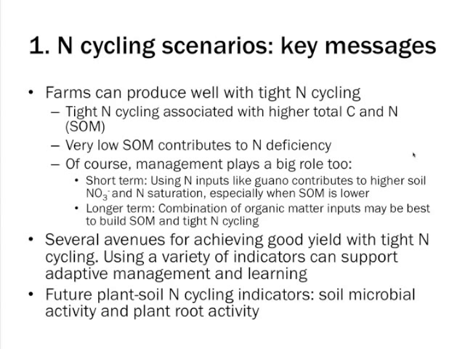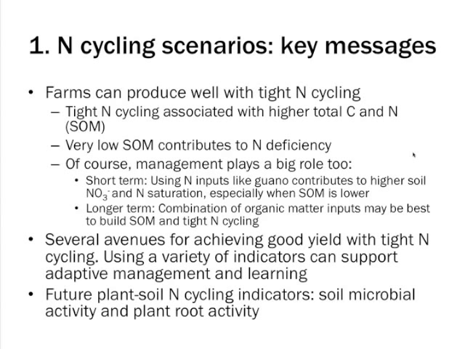And so the first key message that we have here is that working organic farms can indeed produce well with tight nitrogen cycling, and that this tight nitrogen cycling is associated both with soil carbon and nitrogen, as well as management. We saw that tight nitrogen cycling is associated with higher carbon and nitrogen, but nitrogen deficiency is associated with very low soil organic matter. But of course, management is playing a big role too.